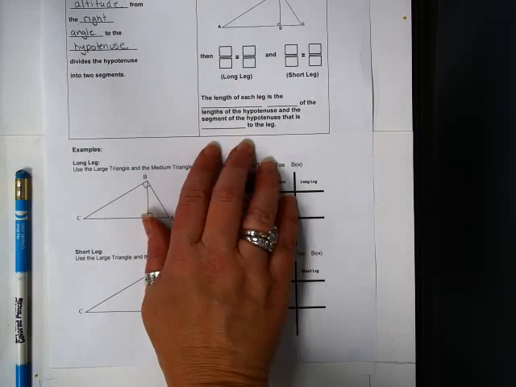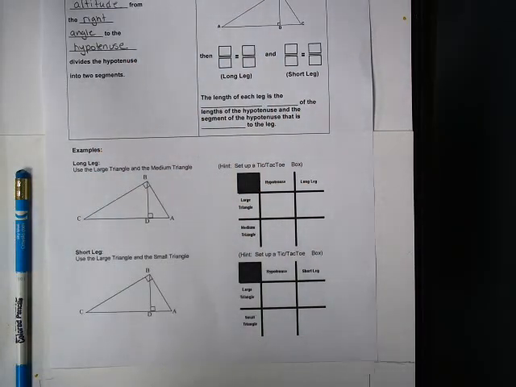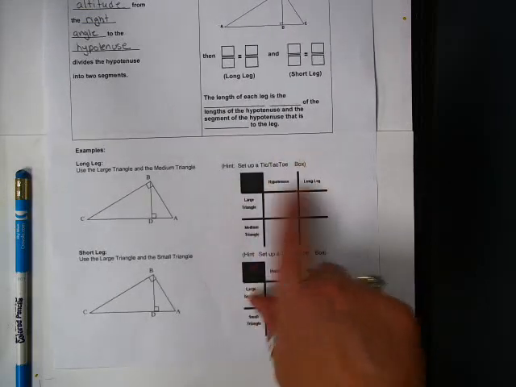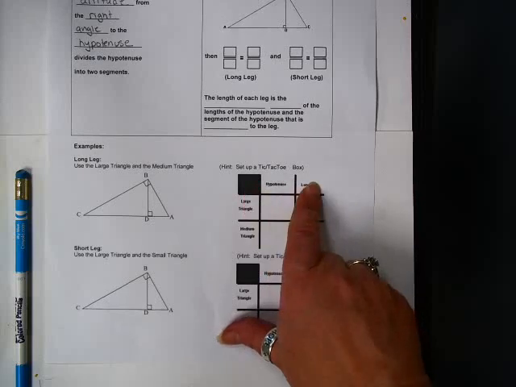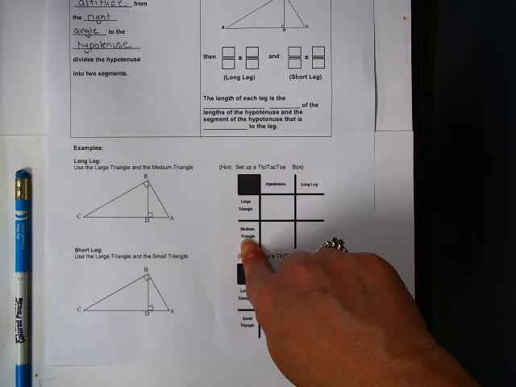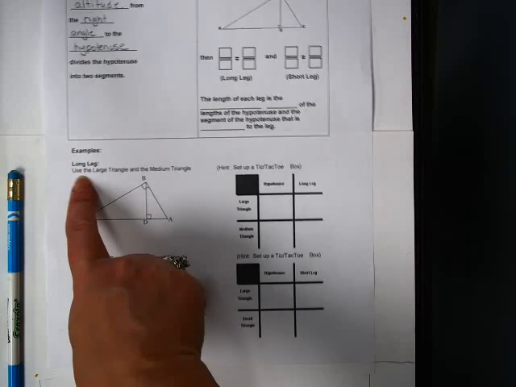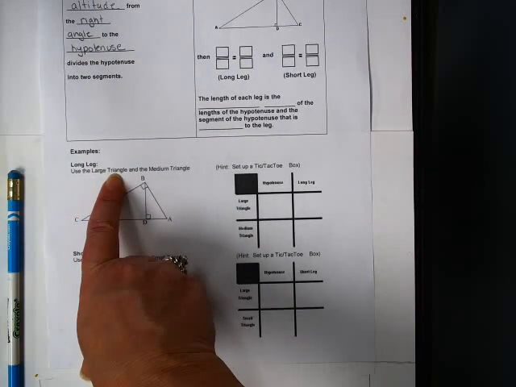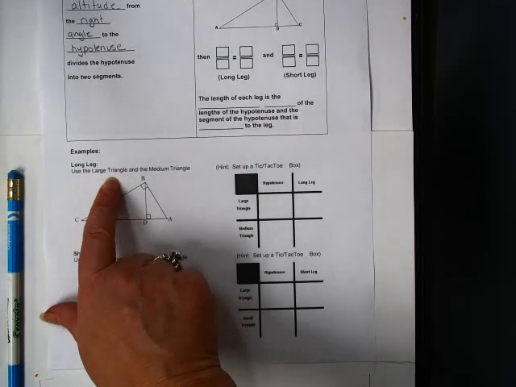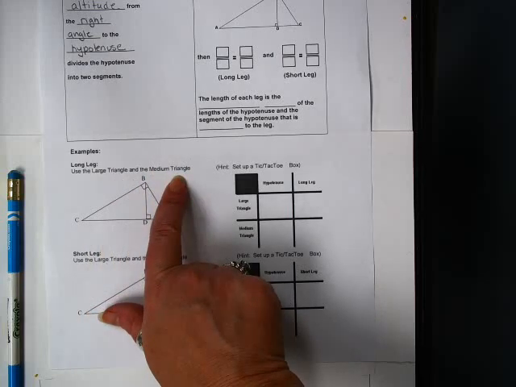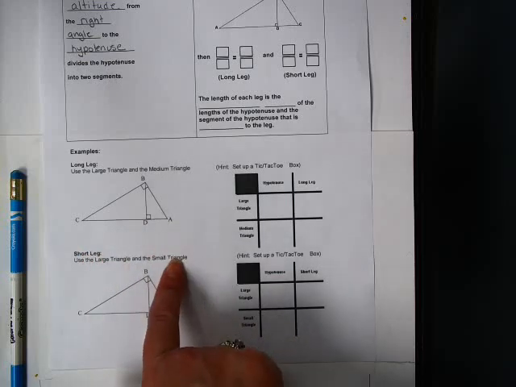So this is just a strategy that you can use, and it doesn't have to be with triangles. It could be with a word problem as well. So you draw a tic-tac-toe box, and the top left corner will always be filled in. This line and this line are for your categories. Because we're looking for the long leg, we're going to use the large triangle, and both times we're going to use the large triangle, by the way, because it was the original. But we're going to use the large one and the medium one. When we're dealing with the short leg, we're going to use the large one and the small triangle.